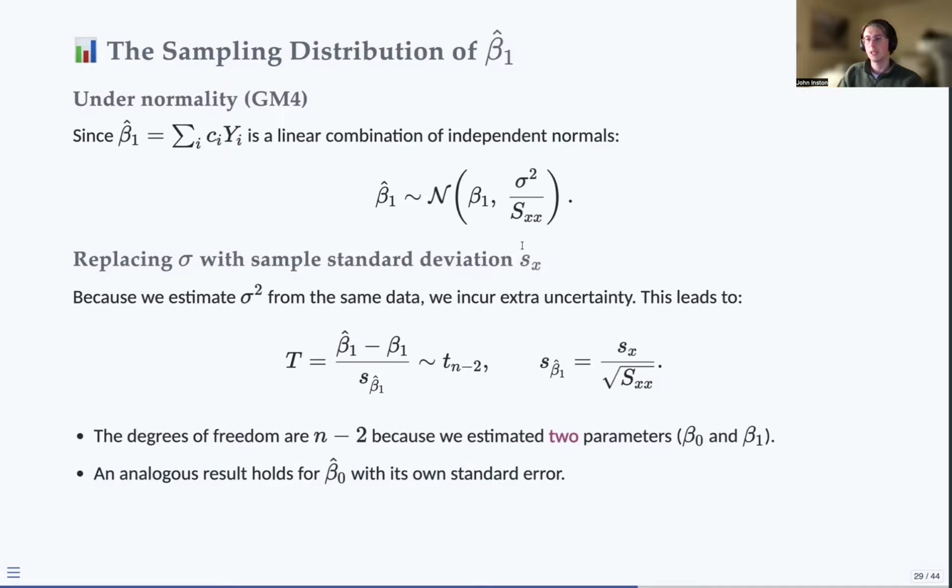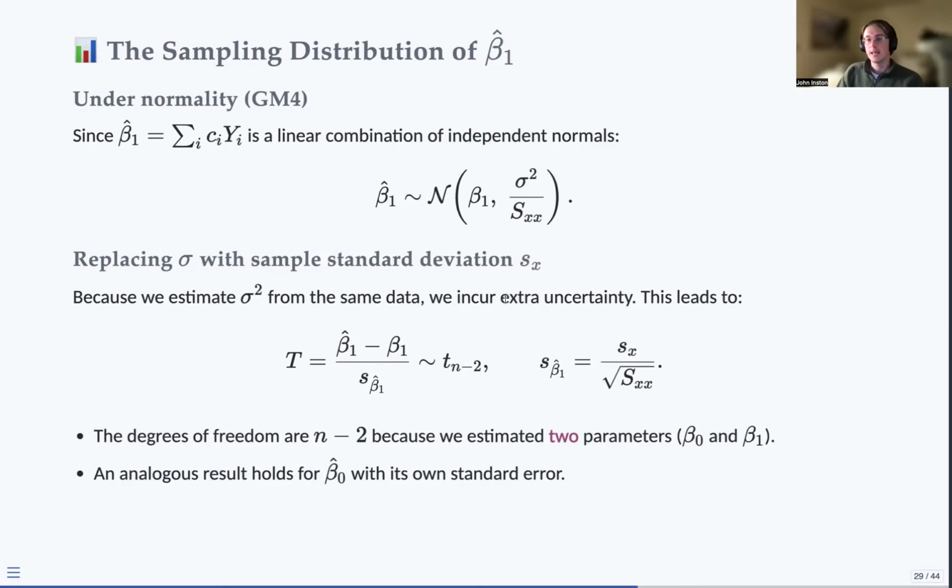But this is essentially, I use the subscript to show whether it's the sample computation of the standard deviation or the deviation of the sampling distributions. So in this case, this is essentially the standard error of the sampling distribution of beta 1 hat, and this is the standard error of the observations itself.